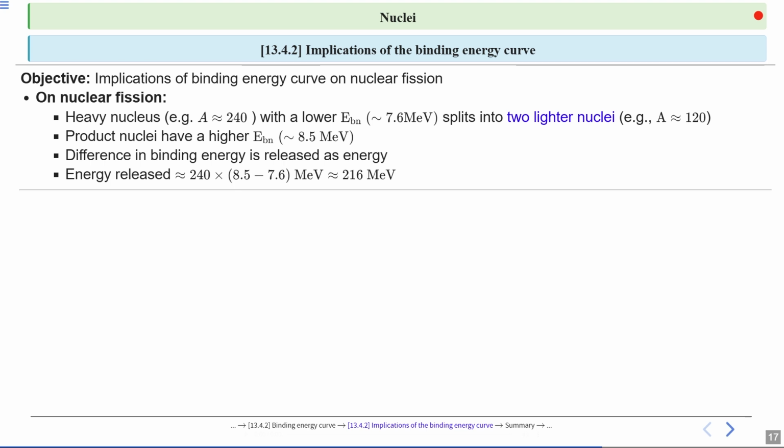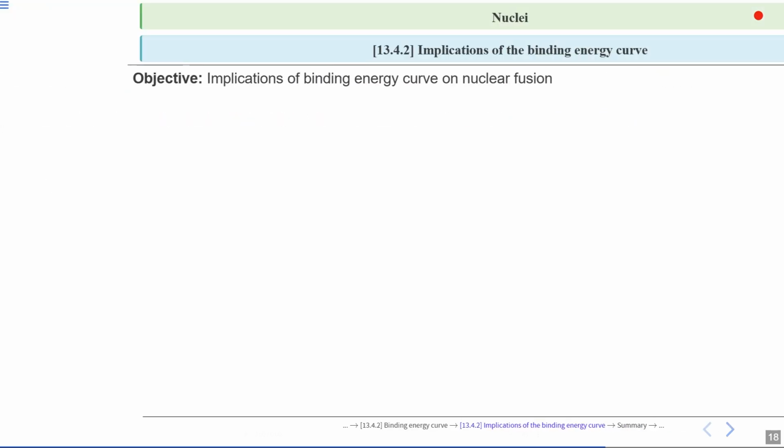The energy released is roughly 240 times the difference in the binding energy per nucleon. So about 240 times 8.5 minus 7.6 megaelectron volt, which equals approximately 216 megaelectron volt. This large amount of energy per fission event is what makes nuclear fission such a powerful energy source.